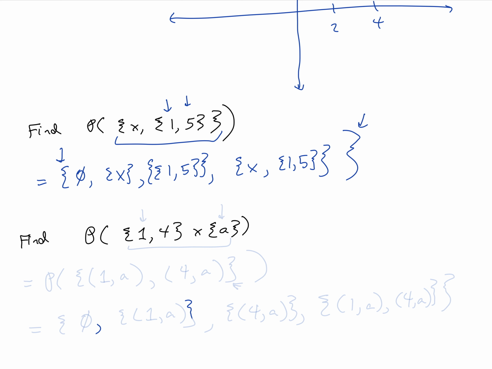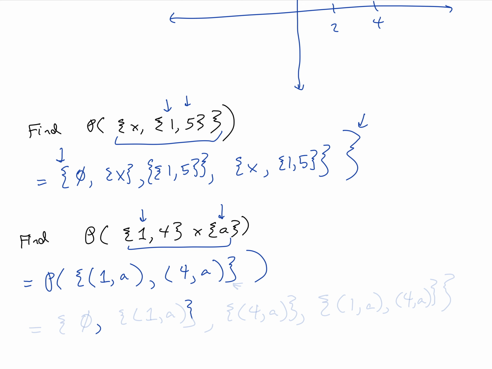All right, how about the power set of the Cartesian product of the set 1, 4 with the set just containing A? If we want, we could do this in 2 steps. So we could first find the Cartesian product. Those are ordered pairs where the first element is in the first set and the second element is in the second set. So 1, A would be one element of the Cartesian product, and the other element is 4, A. So those are the 2 elements of the Cartesian product.